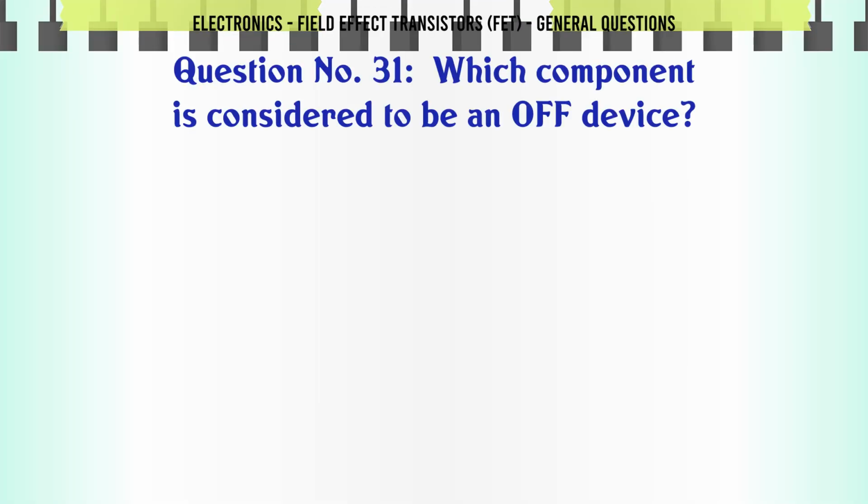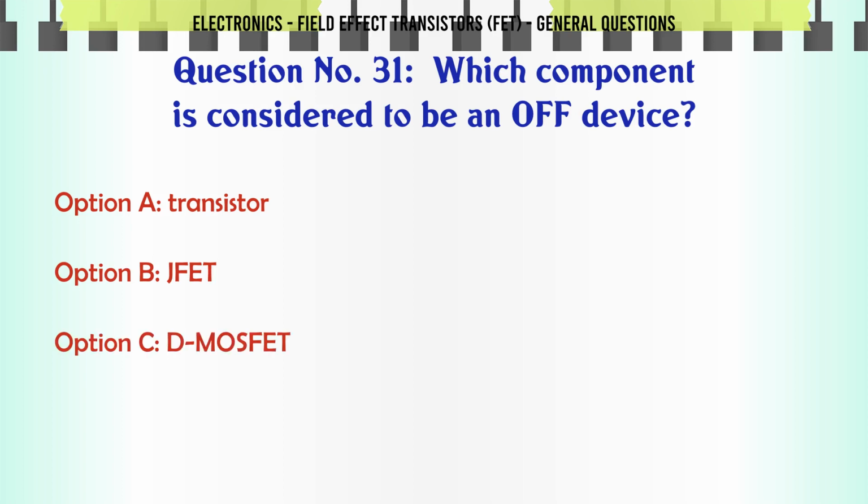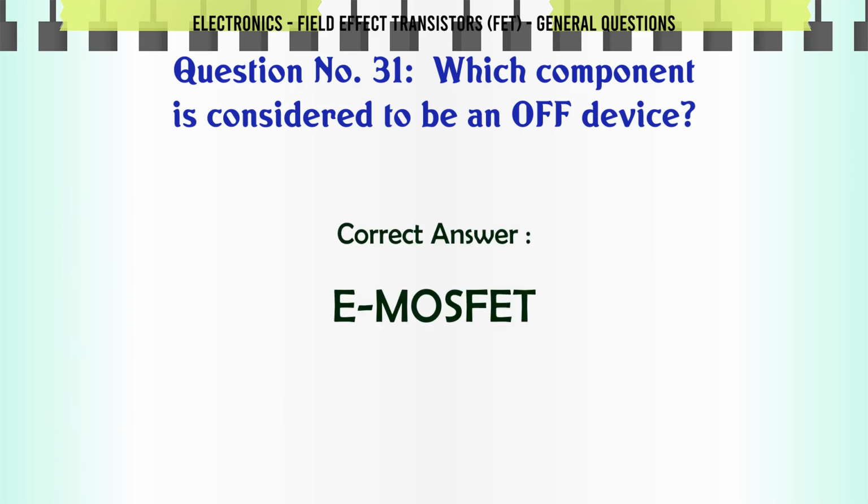Which component is considered to be an off device? A. transistor, B. JFET, C. D-MOSFET, D. E-MOSFET. The correct answer is E-MOSFET.